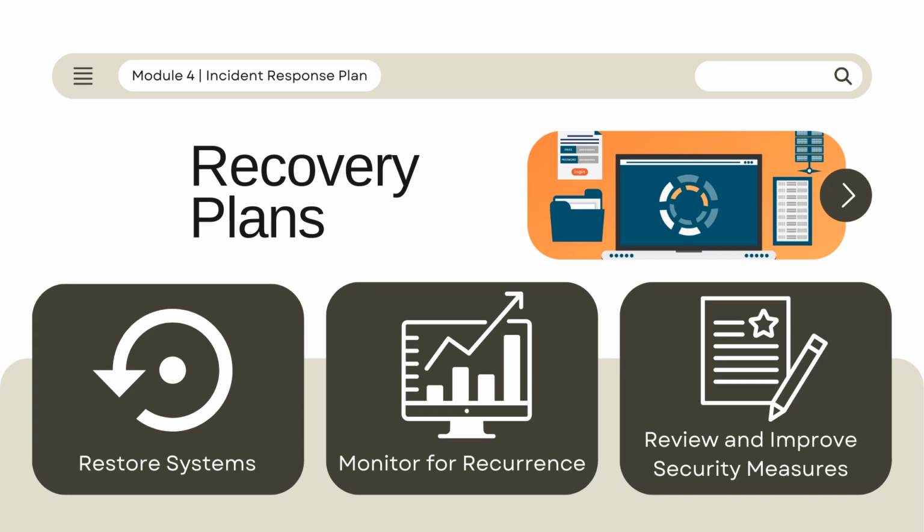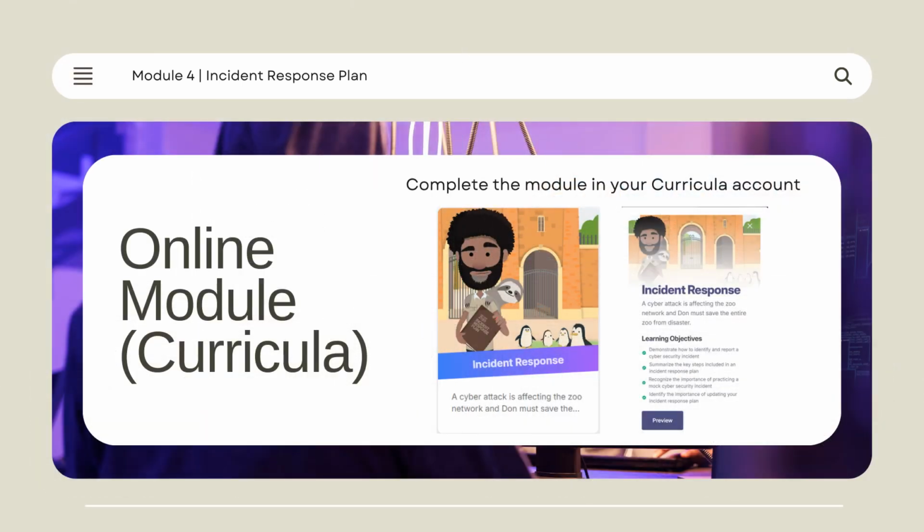These are the things we need to do during the recovery process. First of all, use the backup system to restore the affected system. Then conduct a thorough incident review and revise security policies. And finally, conduct regular security audits. For this module, kindly check again your curricula episode named Incident Response.